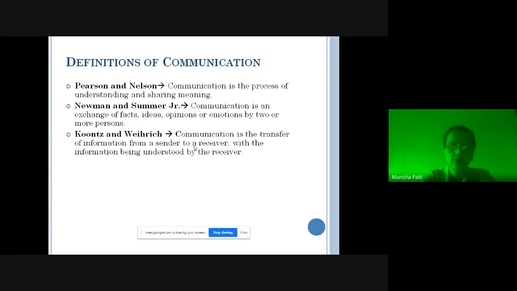Third definition, Kuntz and Weihrich. Communication is the transfer of information from a sender to a receiver with the information being understood by the receiver. I repeat, communication is a transfer of information from a sender to a receiver with the information being understood by the receiver.